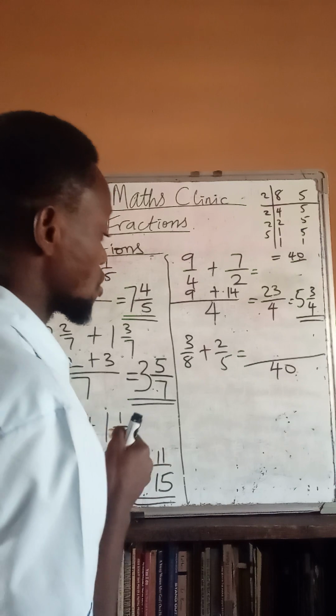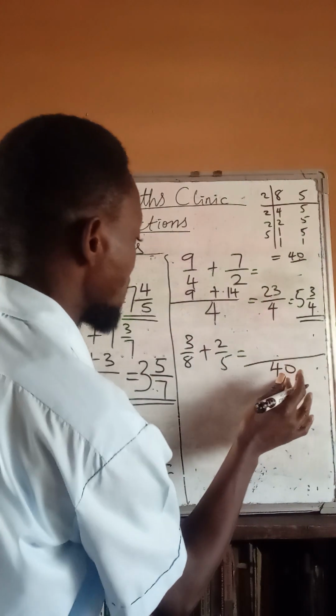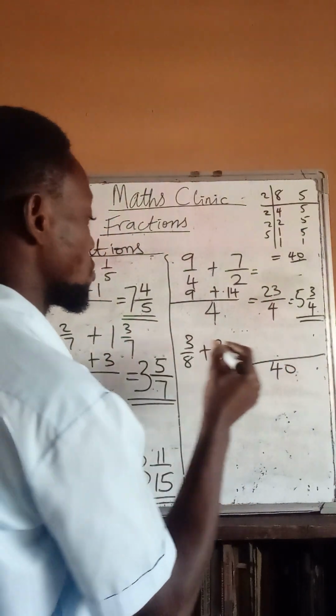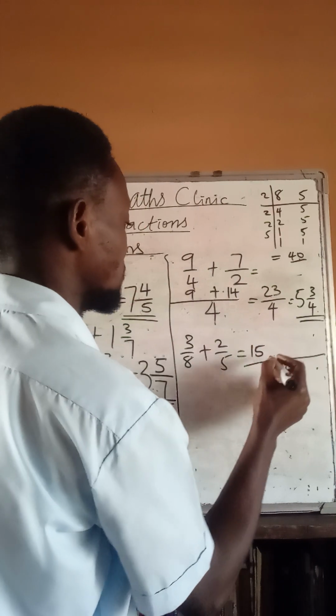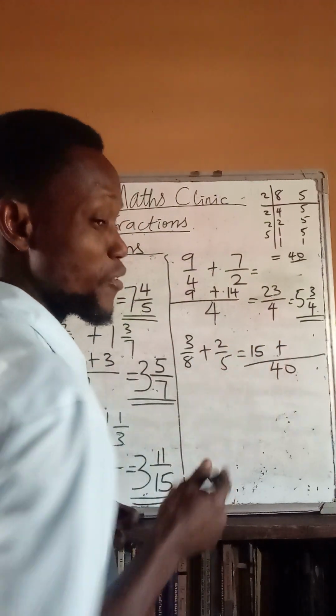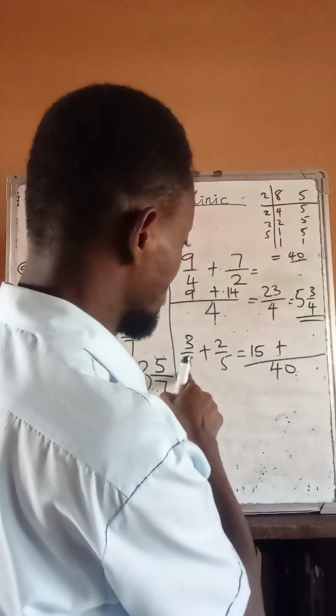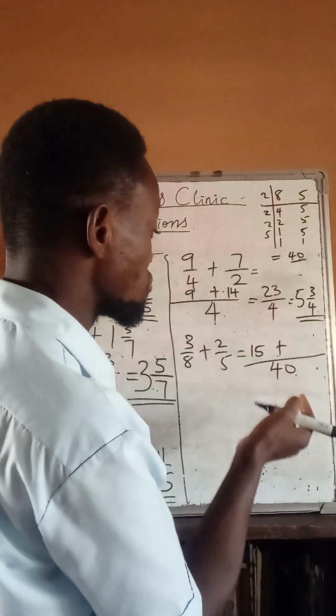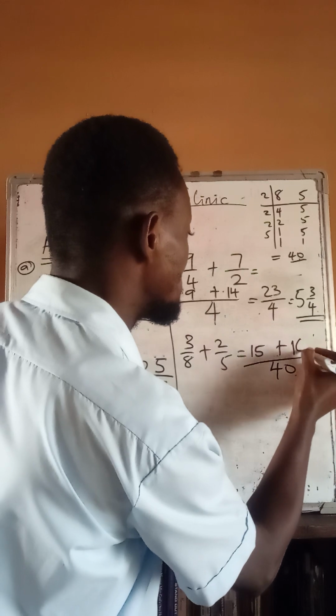40 divided by 8 will give you 5. 5 times 3 will give us what? 15. Put your plus sign. 40 divided by 5 will still give you 8. 8 times 2 will give you 16.